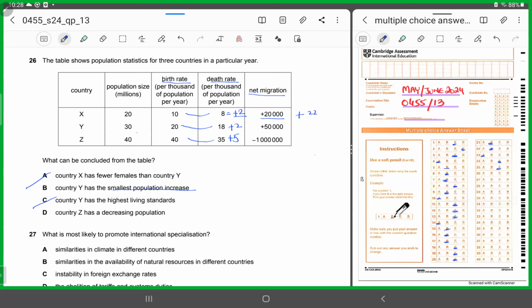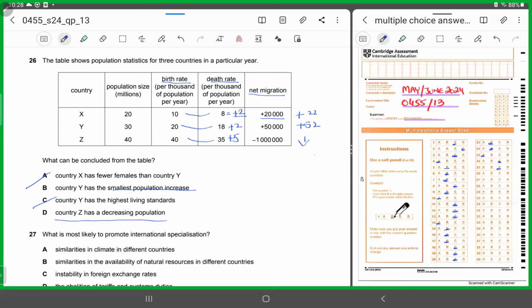In country Y, what's happening? A plus 2 and a plus 50 would give you what? A plus 52. In country Z, what's happening? It's falling. The net migration, the people who have left are greater than the people who have entered, right? So this means what? It has a decreasing population, right? Country Z is having a decreasing population.